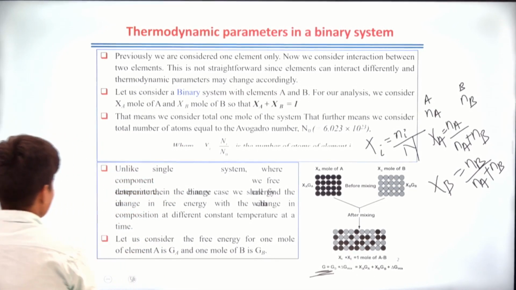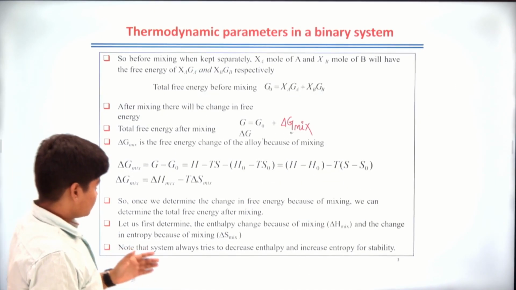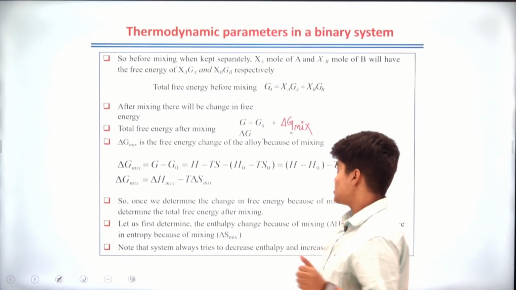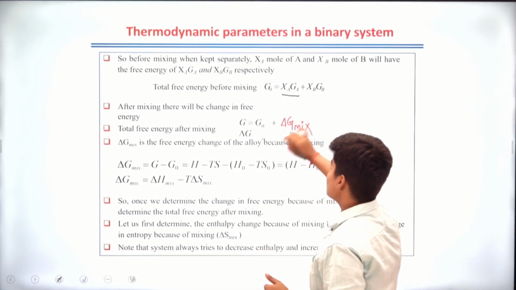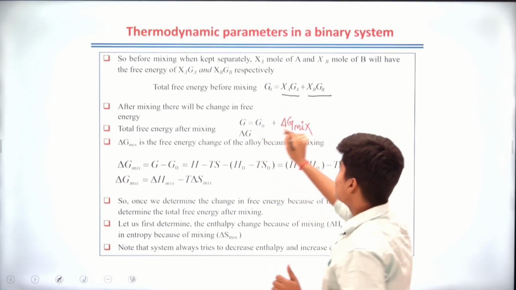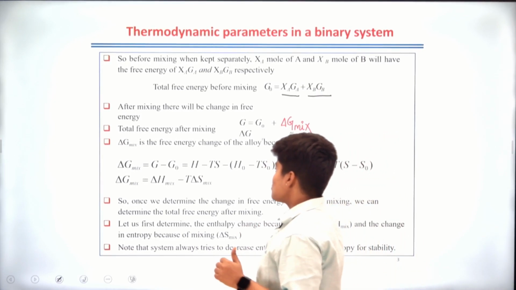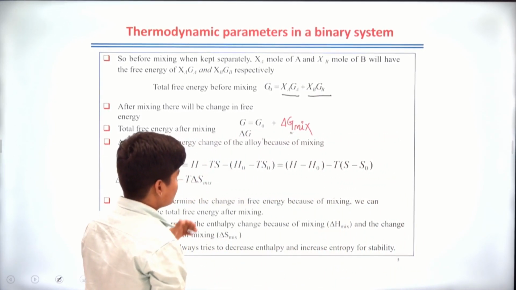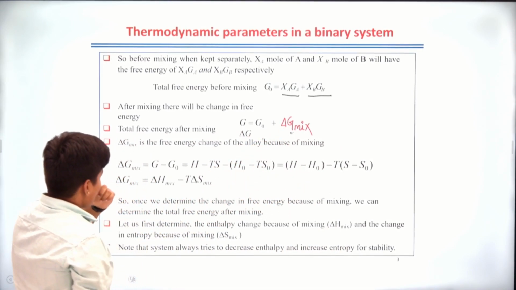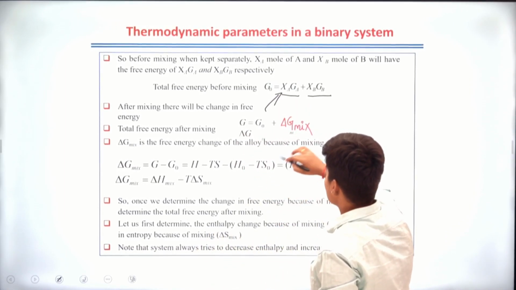We can derive this. What will be G naught? G naught will be the total Gibbs free energy, Xa into Ga plus Xb into Gb, that is the mole fraction of A into the Gibbs free energy of A plus the mole fraction of B into the Gibbs free energy of B. So the total free energy after mixing will be G naught plus ΔG mix. Now we get G naught from this, and how can we derive ΔG mix?